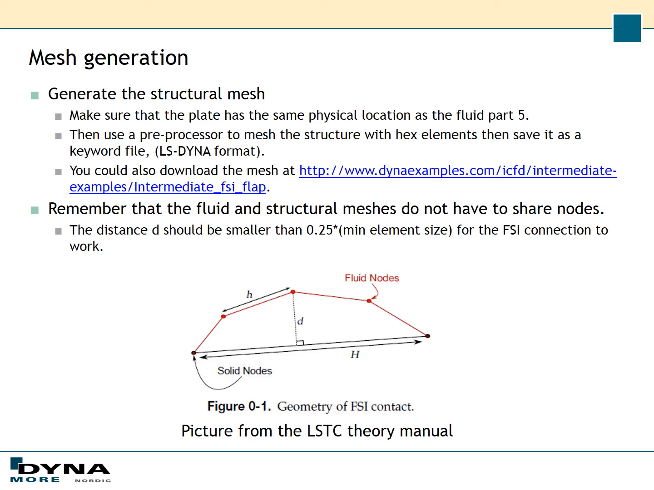And remember that the fluid and structure meshes do not have to have the same nodes. The only thing you have to keep in mind is that the distance d here should be smaller than 0.25 times the mean element size between the structural and the fluid model.